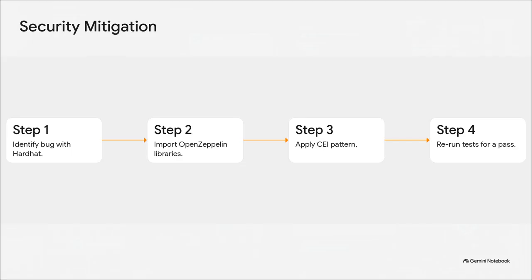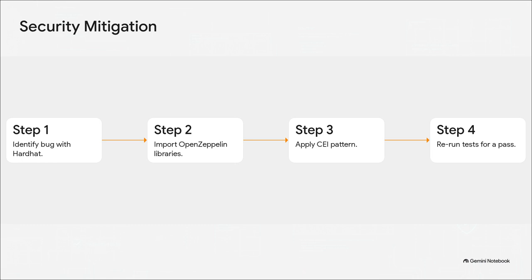Okay, so now that our testing frameworks have actually caught the vulnerability, it's time for our verified green moment where we sanitize and secure the code. The crucial takeaway here is this four-step mitigation process. First, you identify the bug with your Hardhat tests. Second, instead of trying to write custom security logic from scratch, which is always risky, you import OpenZeppelin's heavily audited standard libraries.